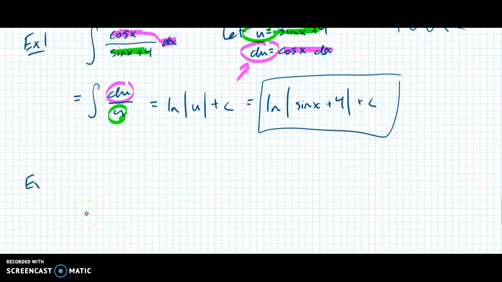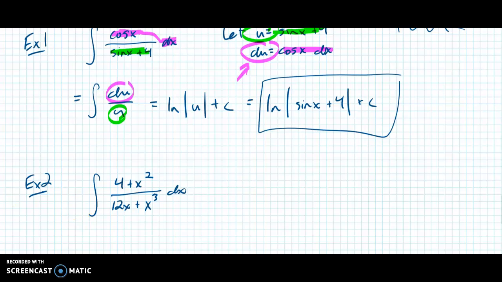Okay, example 2. Let's do the integral of (4 plus x squared) over (12x plus x cubed) with a dx on the outside. You should see that the top definitely doesn't derive to the bottom, but the bottom might derive to the top, or maybe a multiple of it. So let's make u equal to the bottom, 12x plus x cubed. Let's find the du. It is 12 plus 3x squared dx, like that.